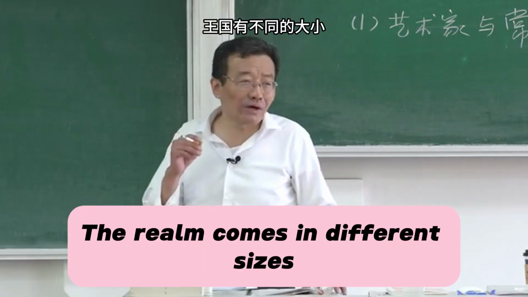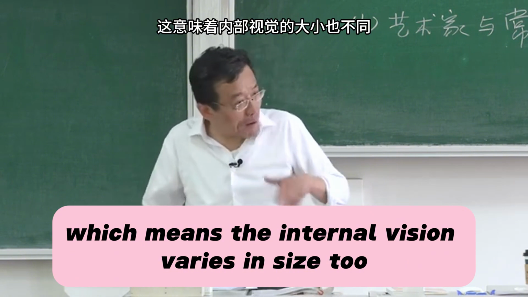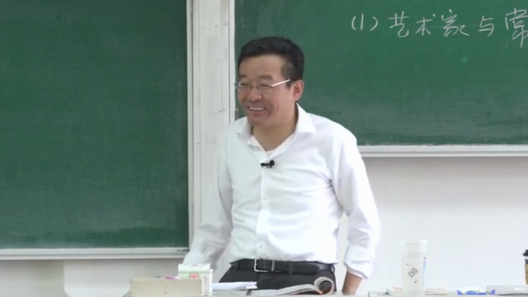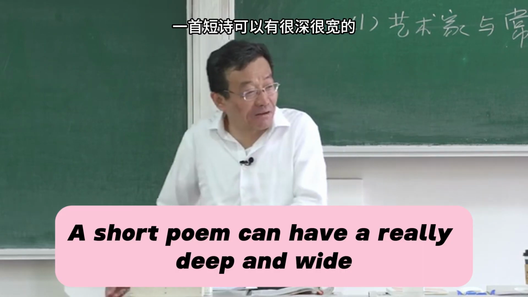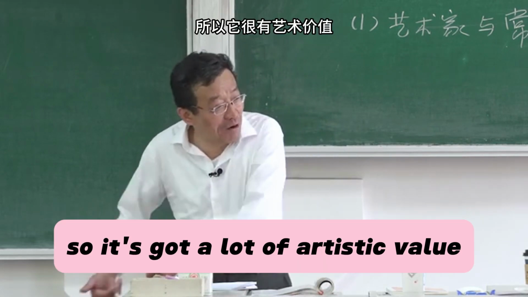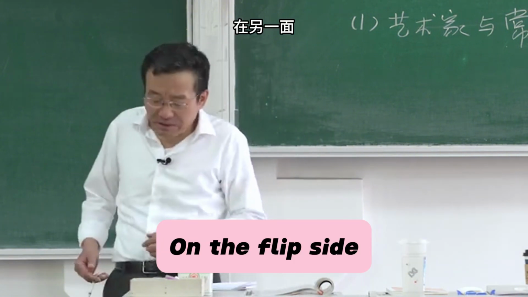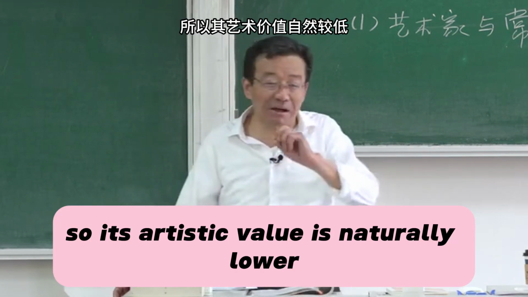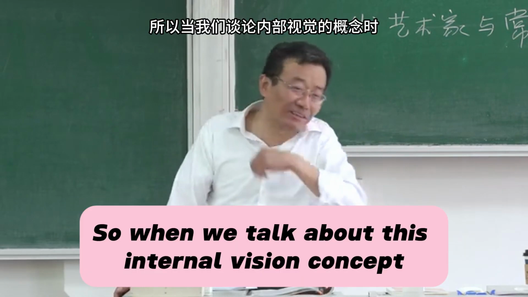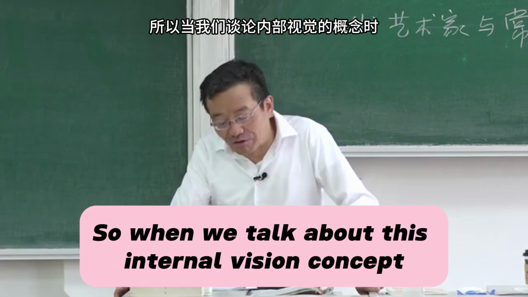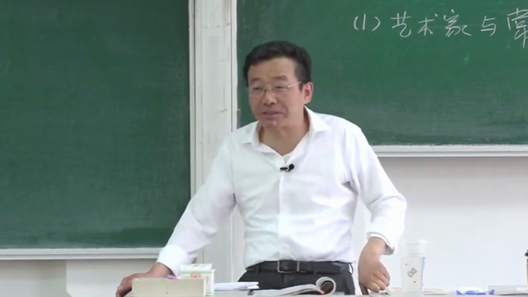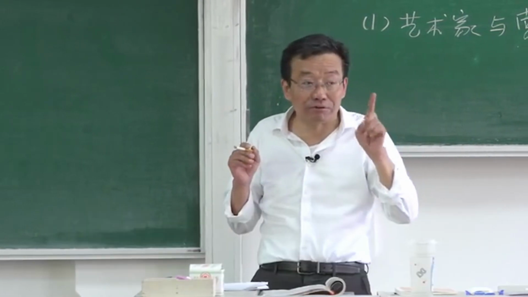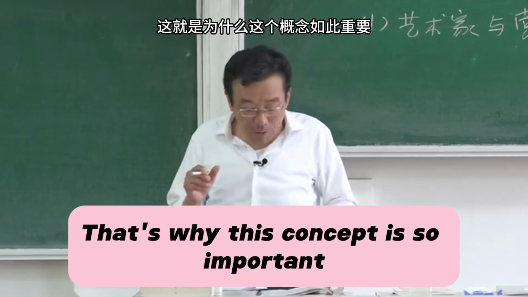When we talk about the existence or nature of artistic works, we finally get into discussing this internal vision. The realm comes in different sizes, which means the internal vision varies in size too, and this size isn't about the physical scale of the work. A short poem can have a really deep and wide internal vision, so it's got a lot of artistic value. On the flip side, a long poem might have a narrow and shallow internal vision, so its artistic value is naturally lower. So, when we talk about this internal vision concept, what does it do for us? It gives us a basic standard for judging the value of artistic works. That's why this concept is so important.